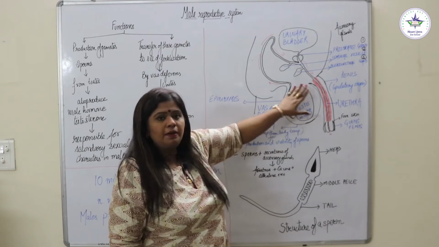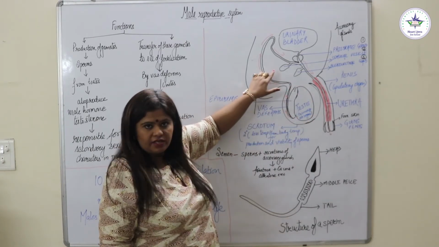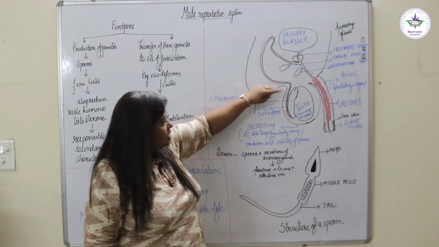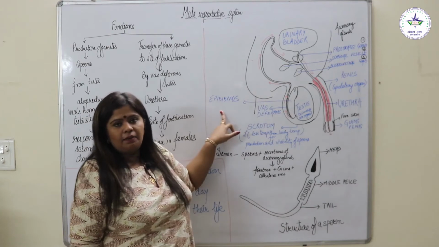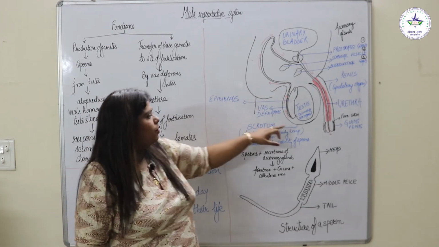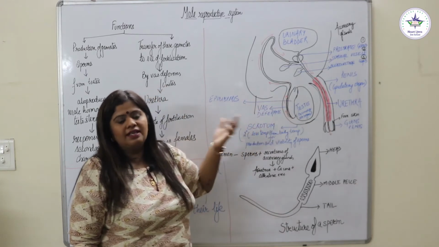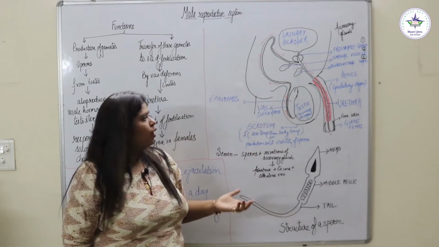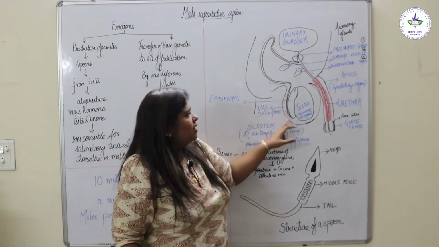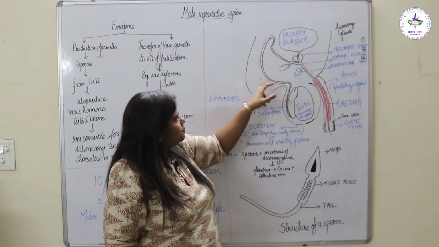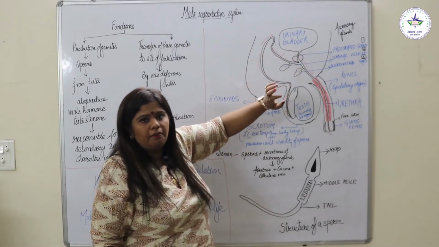So from testes, the sperms are being produced, and these sperms are now carried by the vas deferens. This highly coiled structure is known as epididymis. This is before the vas deferens. Vas deferens, the common name is the sperm duct, as it collects the sperms from the testes. Now this vas deferens takes these sperms and unites with the urethra coming from the urinary bladder.